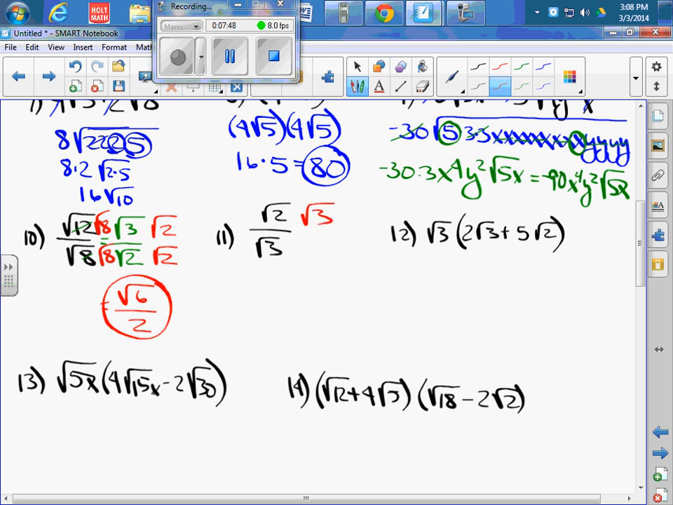Number 11, radical 3 over radical 3. Radical 6 over 3 would be your answer. In number 12, you're just using the distributive property, so take radical 3 times 2 radical 3.